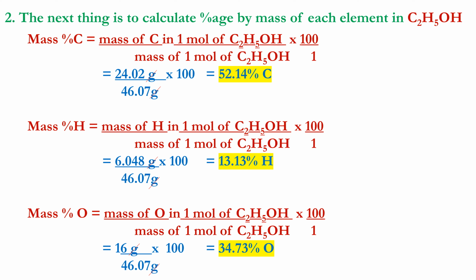Right, the next thing is to calculate percentage by mass of each element in ethanol. So, mass percent carbon is equal to mass of carbon in 1 mole of ethanol divided by mass of 1 mole of ethanol times 100. So this is the formula that we will use to calculate the mass percent for carbon. We calculated from the previous slide that mass of carbon in 1 mole of ethanol is 24.02 gram. We divide that by mass of 1 mole of ethanol, which we also calculated from the previous slide to be 46.07 gram, and we multiply by 100, we will get 52.14% carbon.